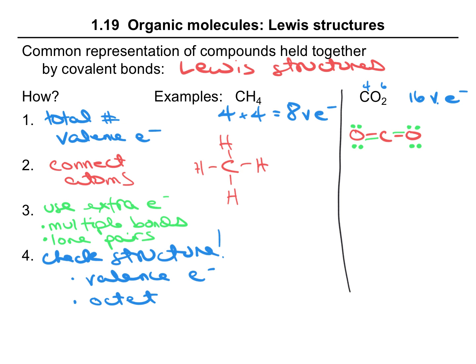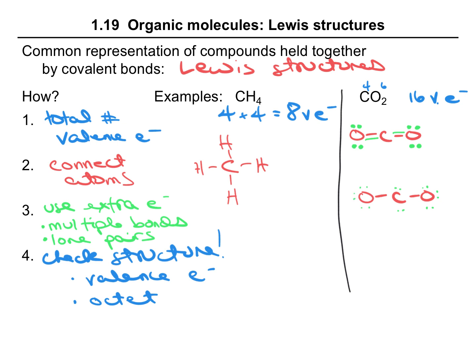Have we used the correct number of valence electrons? So here we have 2, 4, 6, 8, 10, 12, 14, 16 electrons total. We have 16 valence electrons to work with, so this is a good structure. Another way you might go about this is when you decide on your connectivity and then you add in your extra electrons, maybe you just fill in all lone pairs to give everybody an octet.